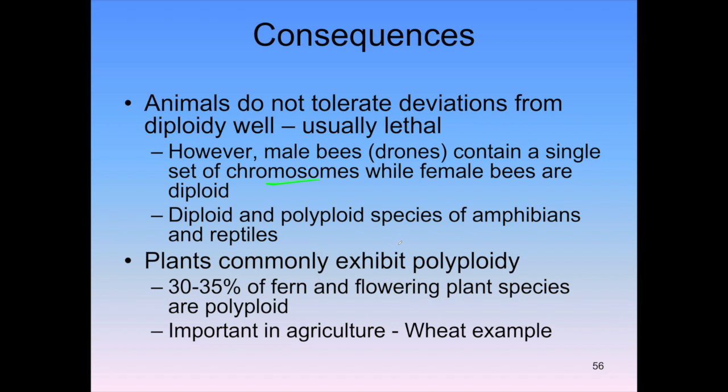There are some diploid and polyploid species of different amphibians and a few reptiles as well. Plants often exhibit polyploidy. Ferns, a lot of flowering plants, wheat, all of these. Polyploidy in plants is usually very well tolerated, but in animals it usually is not, with a few exceptions.